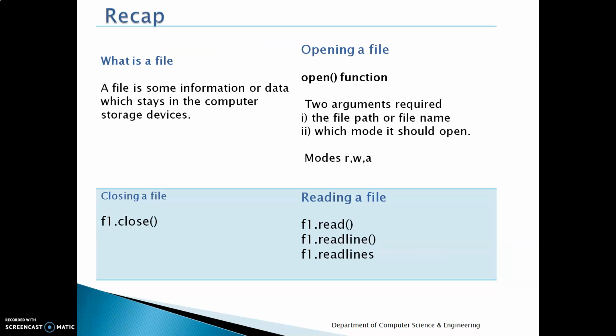So in the previous class we have discussed files. Here we have seen what a file is. It is some information or data which stays in a computer storage device. We know that it resides on the secondary memory, and we know that the secondary memory is non-volatile. We have even seen the different ways of opening a file. So we use the open function.